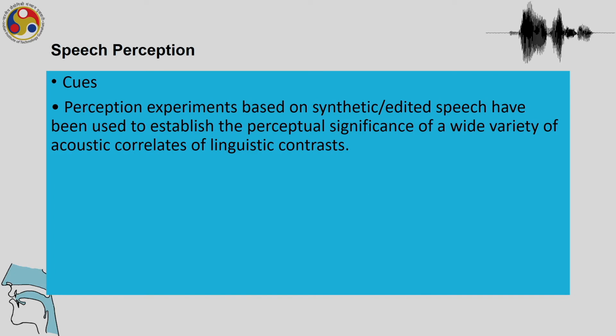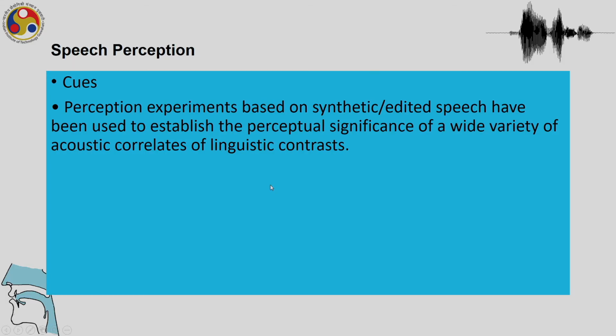So, speech perception research and the ability to perceive speech has been shown in the research to be based on cues. As we had already said, cues are the information which helps us to extract the most important information so that we can discriminate contrasts, and so that the word recognition process is optimum. And speech perception experiments based on synthetic edited speech have been used to establish the perceptual significance of a wide variety of acoustic correlates of linguistic contrasts.